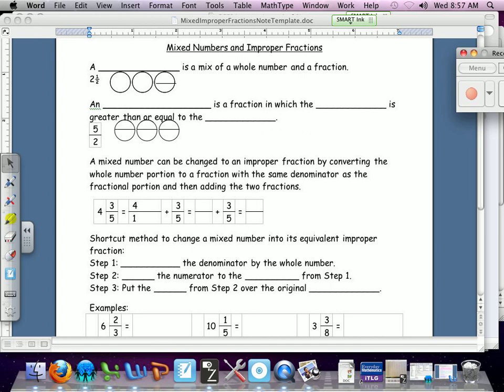And here we go with our notes for mixed numbers and improper fractions. Again, this little mini unit before Unit 4 should be mostly a review, but some people really need it.